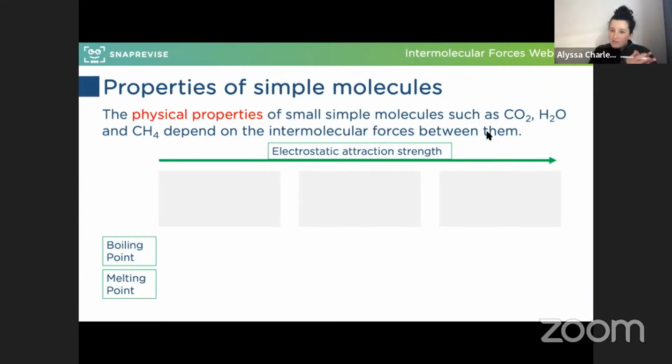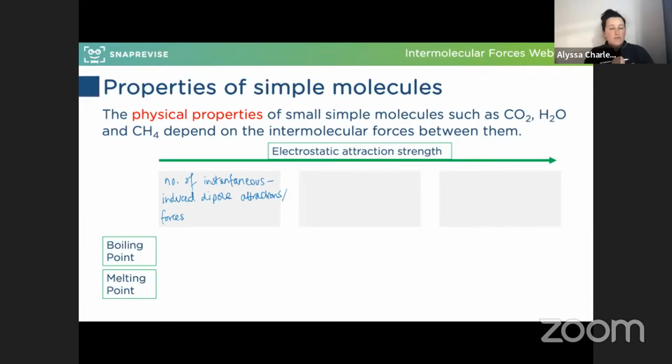So if we're trying to work out how strong an attraction between molecules are, and therefore think about their boiling point and melting point, we need to think about how many instantaneous to induced dipoles you've got, sorry, how many London forces, how many permanent dipoles you've got, and how many hydrogen bonds. So, the number of instantaneous to induced dipole attractions or forces that are present, and also the size of them.